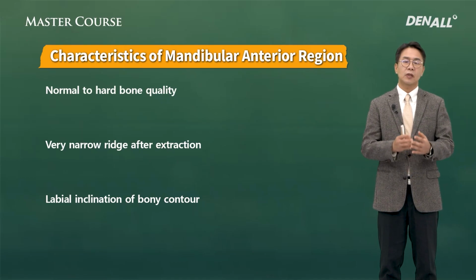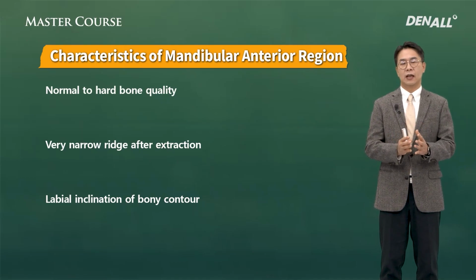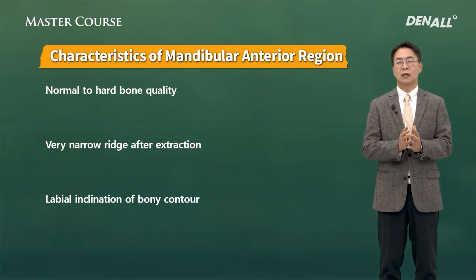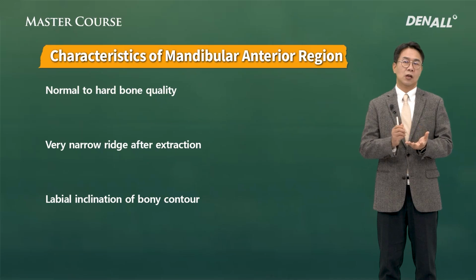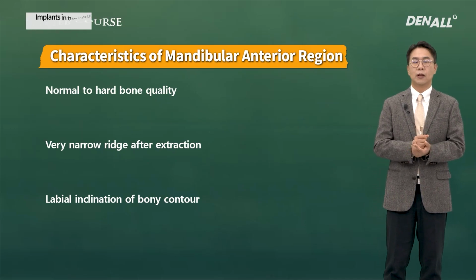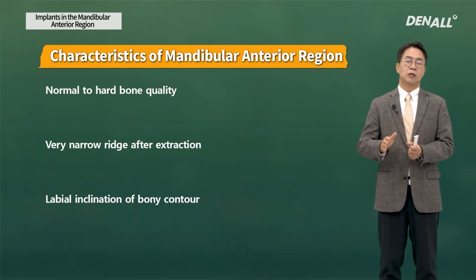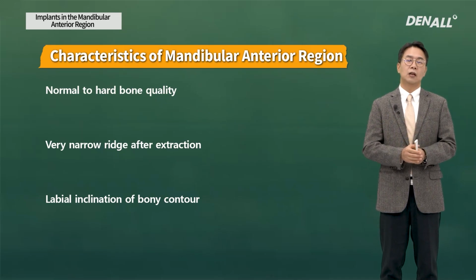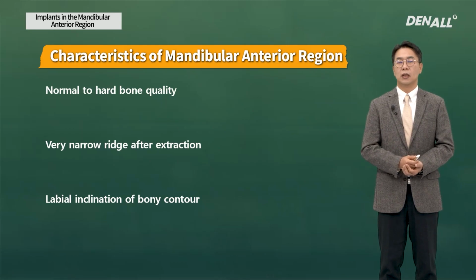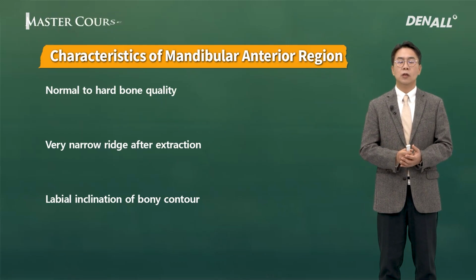Characteristics of the region: after extraction, in general, there's a high probability that the bone would be hard. There's a lot of cortical bone there, and the space is very narrow. If you get the drilling point at the beginning accurately, it'll be okay. However, if you miss that, the drill can break through the labial or lingual contour, generating a lot of heat. That is the characteristics of the region.